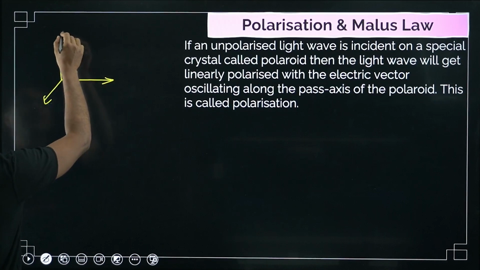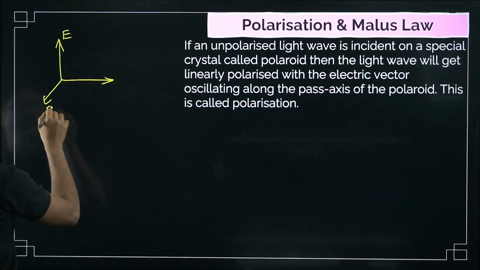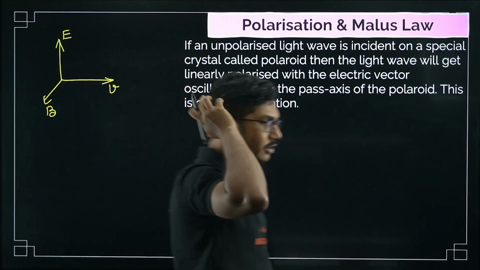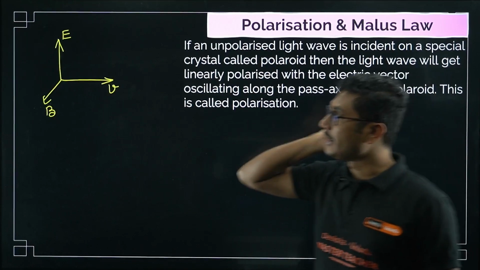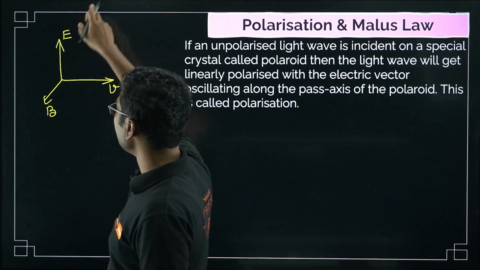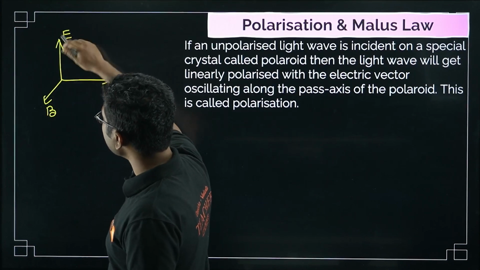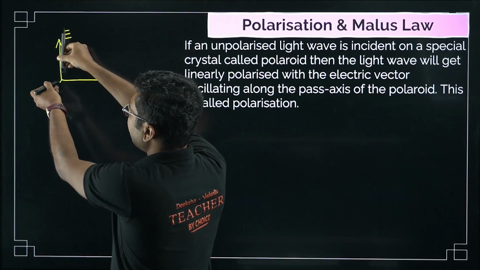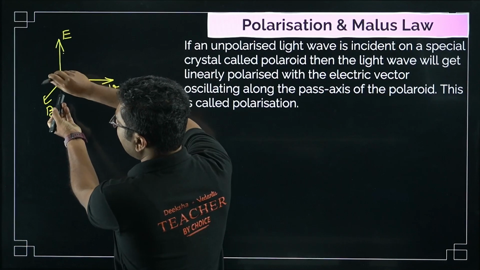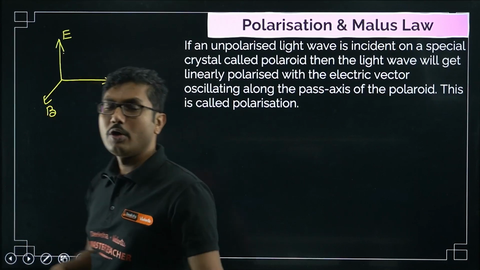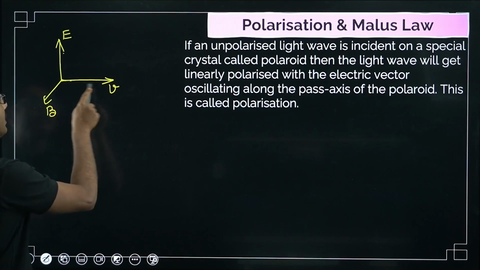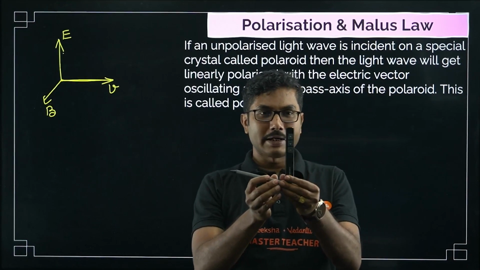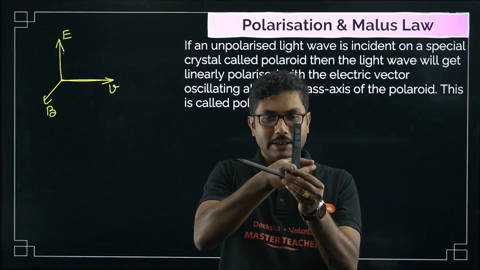Suppose this is the electric field, this is the magnetic field, and this is the direction of propagation of light. This configuration is still possible if you rotate this E and B slightly, because the common perpendicular will still be in this direction. So this is the electric field and magnetic field, and this is the direction of light.